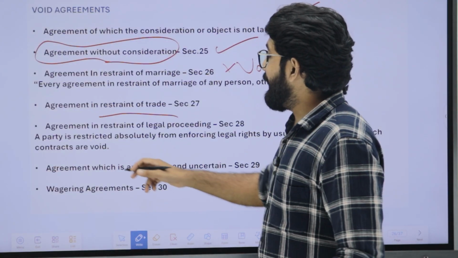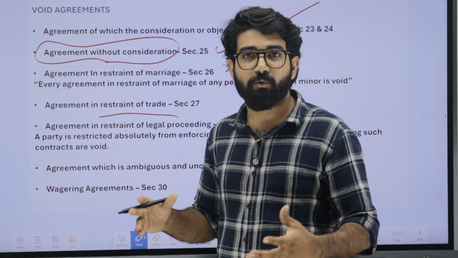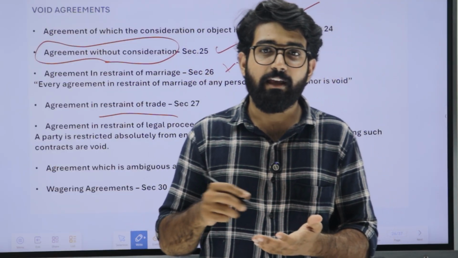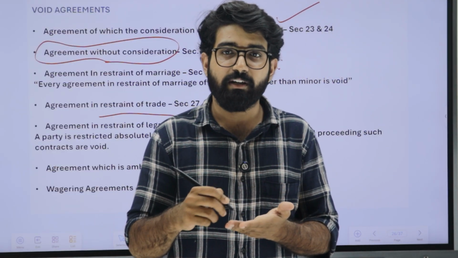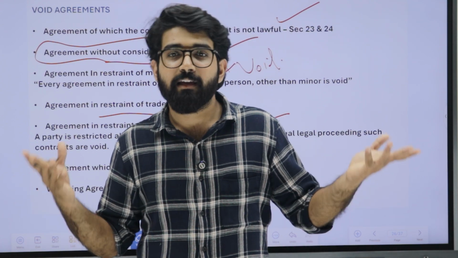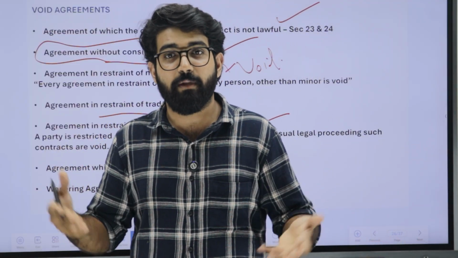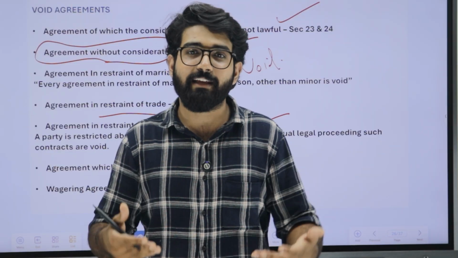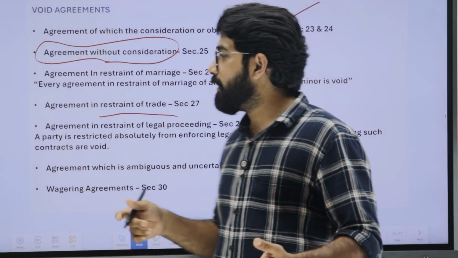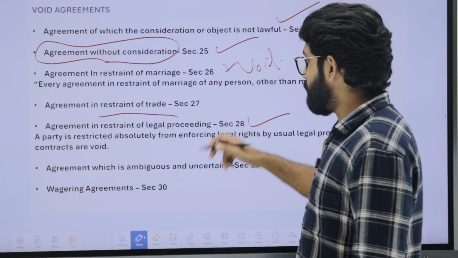Now, agreement in restraint of legal proceedings. We include a certain clause or make some person sign an agreement which says that you will never initiate a legal proceeding against us. You will not file a case against us. That is not a valid contract. It is a void agreement. It is always void. You cannot make an agreement in which you say you will never file a case against us. That's not possible under the Indian Contract Act. That is an agreement in restraint of legal proceedings.